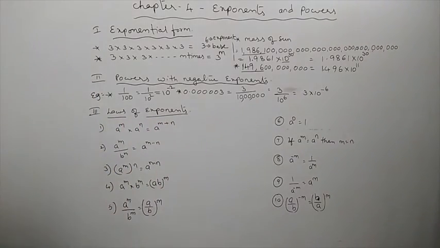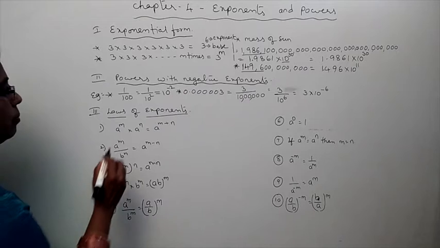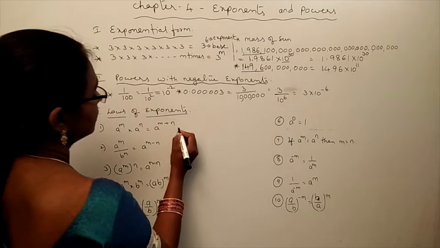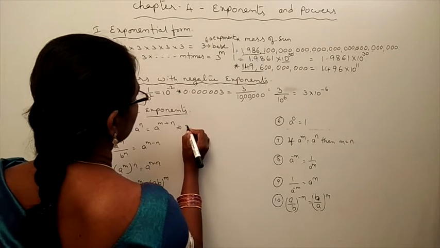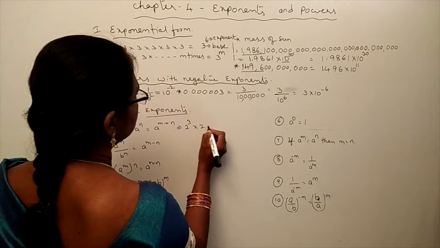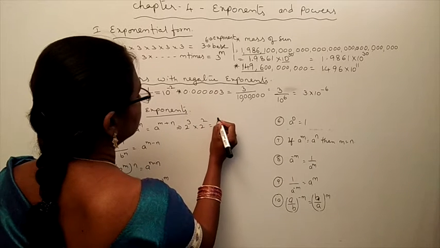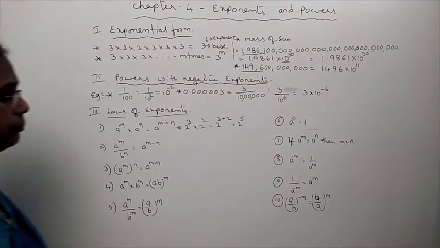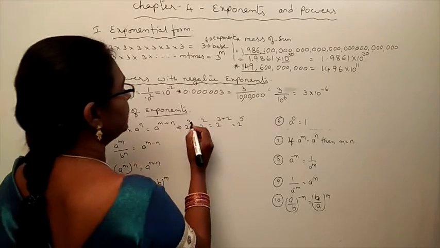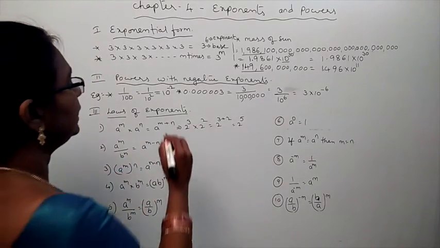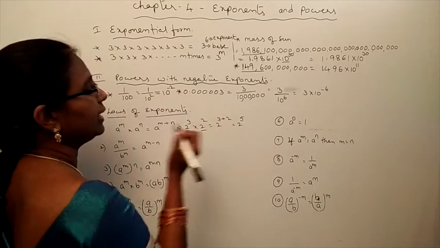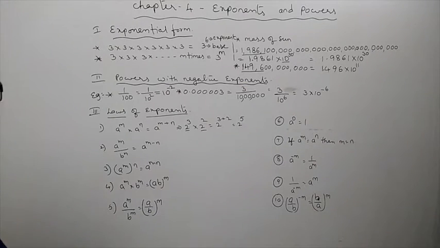Next, with the help of laws, we have to find out how to simplify the exponential forms. Now, what is the first law? a to the power of m into a to the power of n is equal to a to the power of m plus n. Example: 2 to the power of 3 into 2 to the power of 2 is equal to 2 to the power of 3 plus 2, which is 2 to the power of 5. Here multiplication is there, but the powers are added. How? Here 2 is repeated 3 times, here 2 times, total 5 times, so we write 2 to the power of 5.